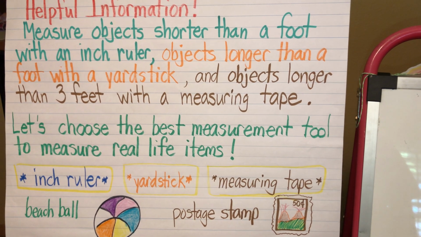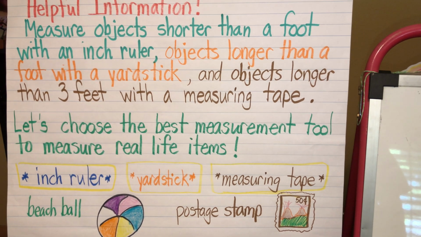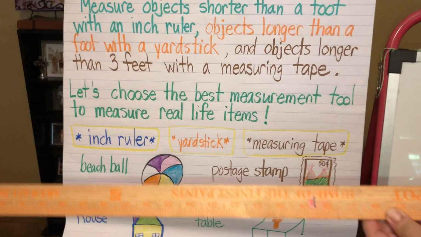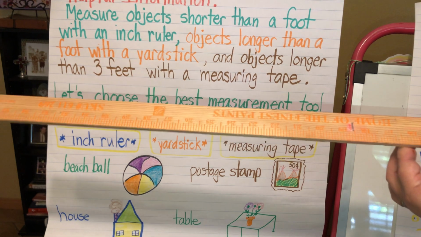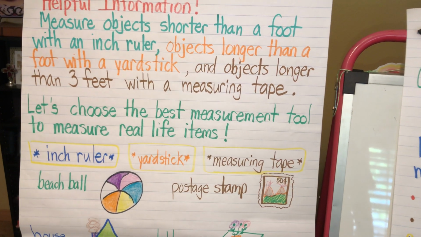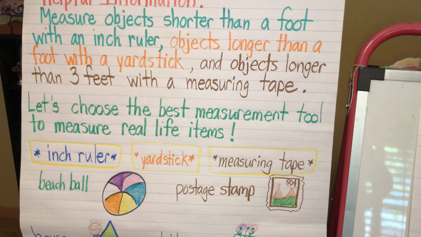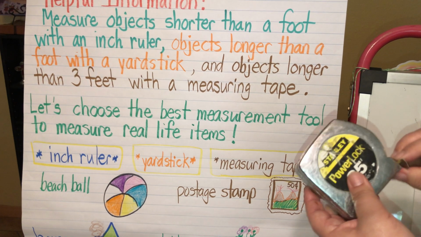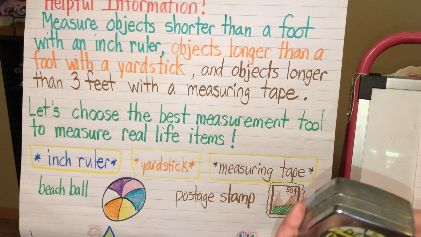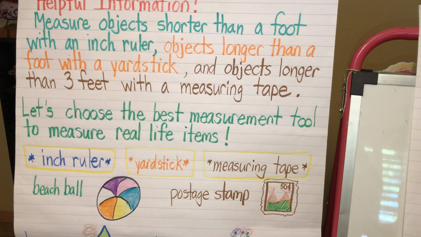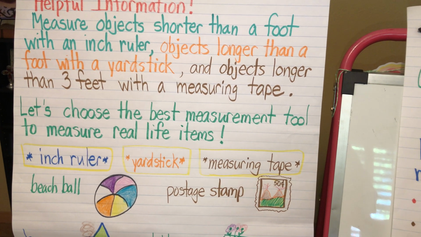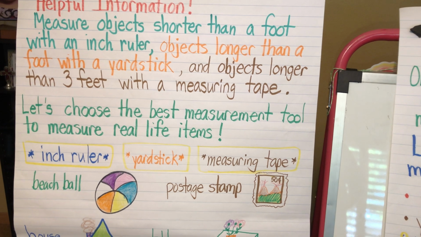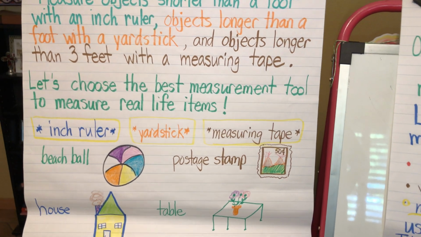Objects longer than a foot with a yardstick. So if I want to measure something larger than a foot, I'd use my yardstick. And objects longer than 3 feet with a measuring tape. So that's when I would use this one. Okay, and let's choose the best measurement tool to measure real life objects. So that's what we're going to think about.